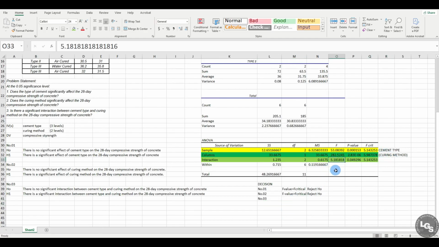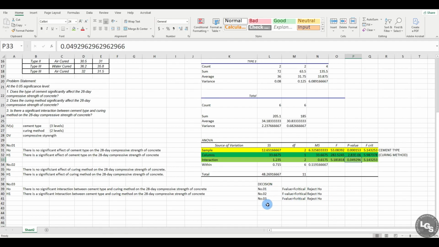For the third question, we go to the interaction. The F value is 5.18, while the F critical is 5.14. So the F value is greater than the F critical, meaning we also reject the H0. Again, if you want to use the p-value, it is 0.049, which is a little bit less than the alpha 0.05. So using this result, we reject the H0. These are our decisions for this problem.